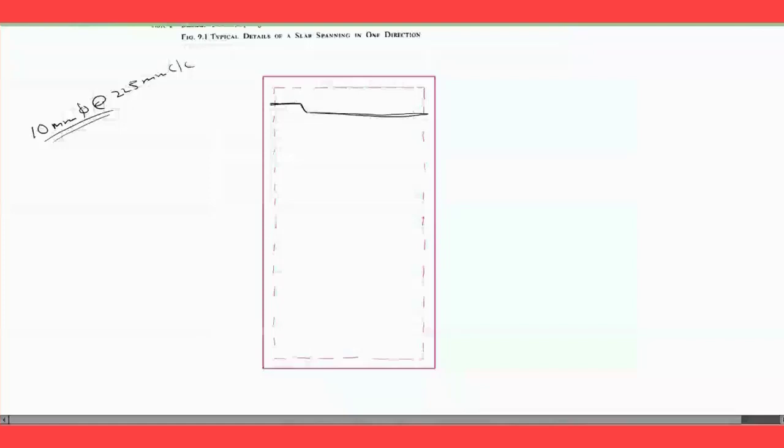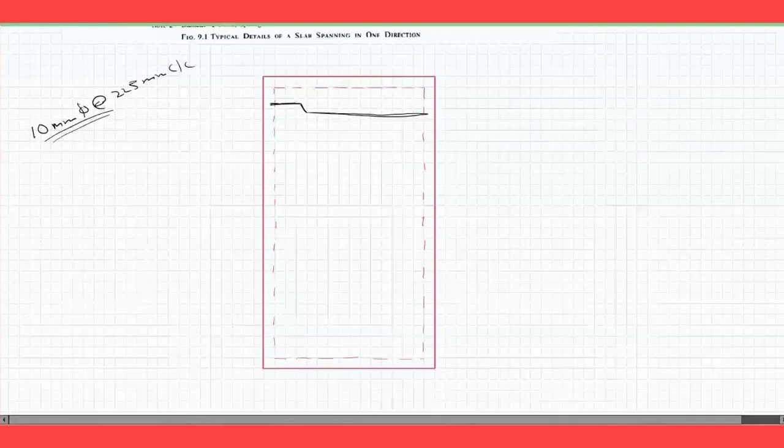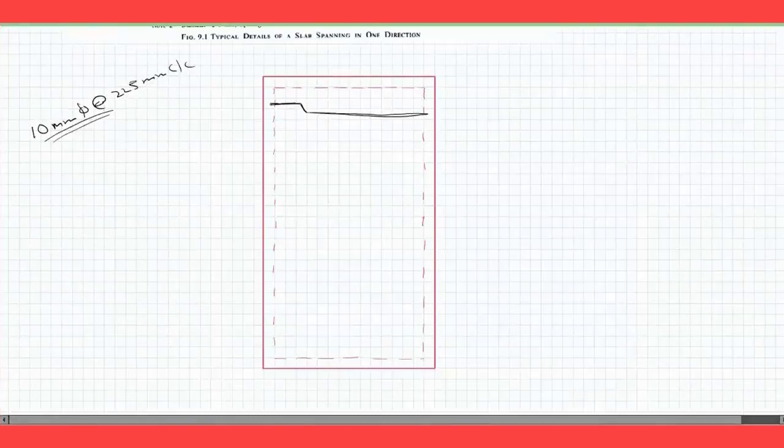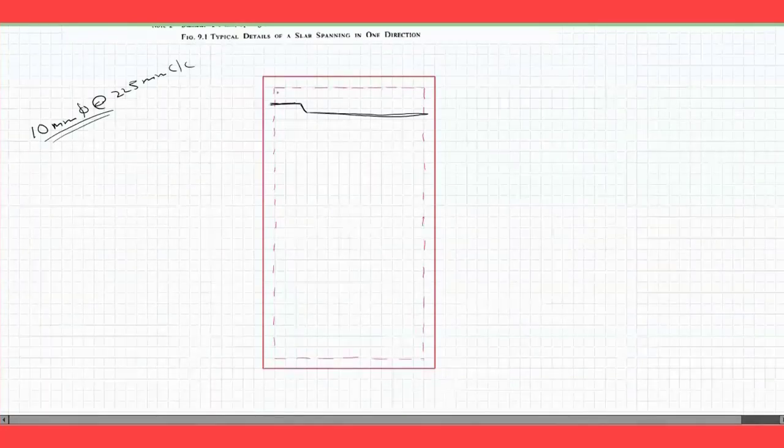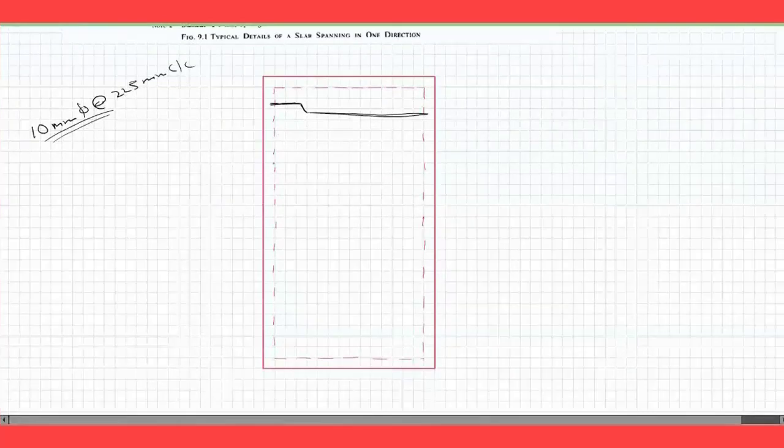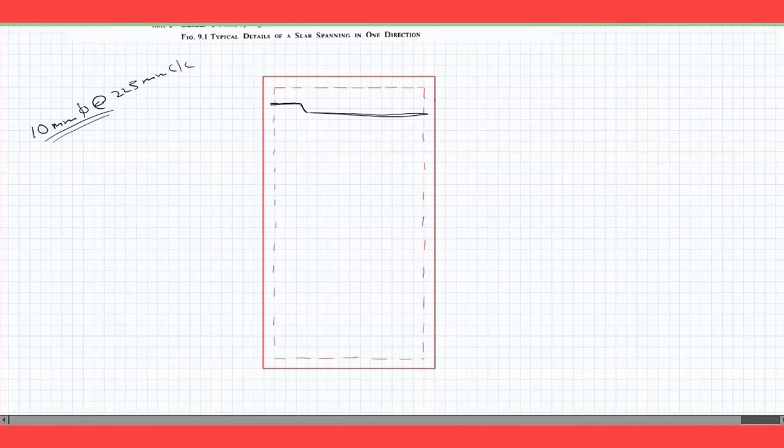Okay, at support you may have partial fixity because of the parapet wall or because of some wall which you are going to construct. Or maybe at a later stage you may think that there will be no tension at the support, right? There will be tension at the support if there is partial fixity. There will be no tension at the bottom. Yes, no tension at the bottom.